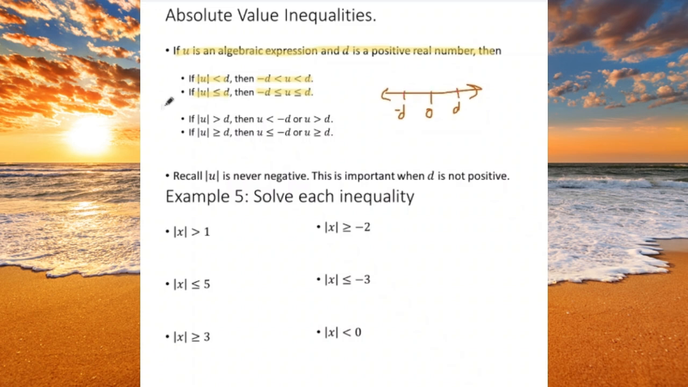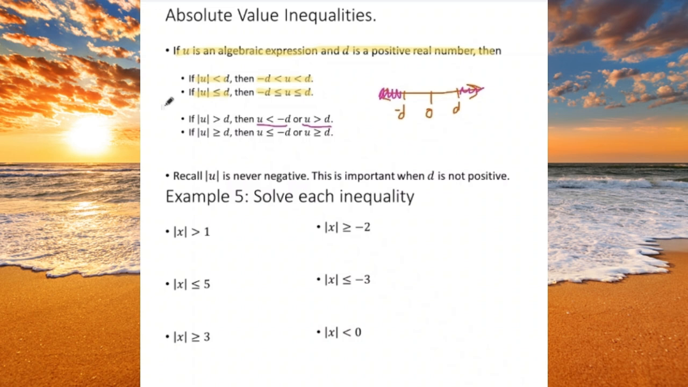Now let's say the absolute value of u is greater than d. That means my expression is more than d units away from 0. Well, there's two ways I can be more than d units away from 0. Either I can be to the left of 0, more than d units, which means my expression u would have to be less than -d, or I can be more than d units to the right of 0, meaning u would have to be greater than d. And because the absolute value of u is strictly greater than d, I cannot be exactly d units away from 0, so u cannot be d or -d.